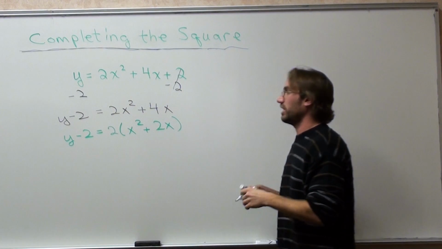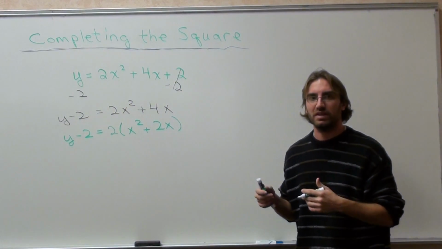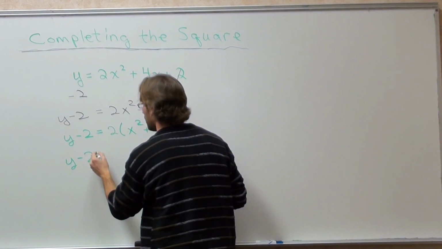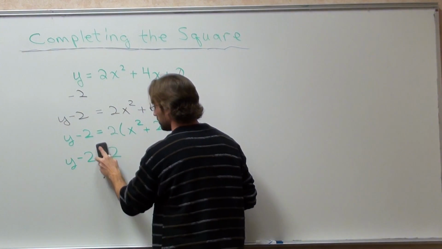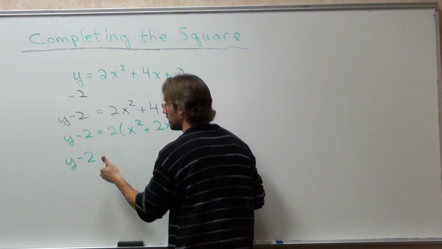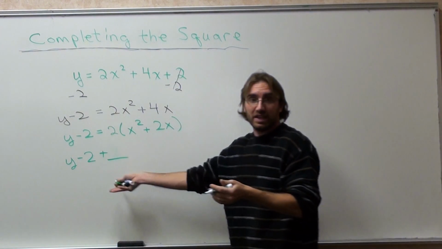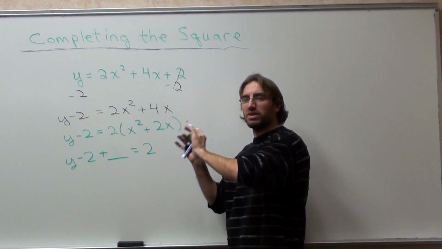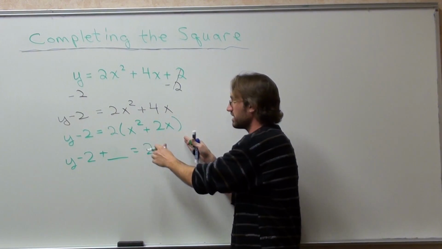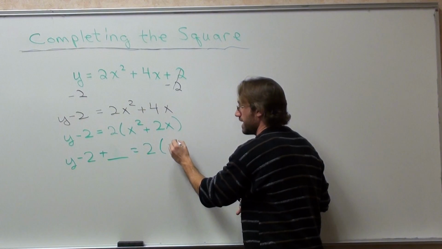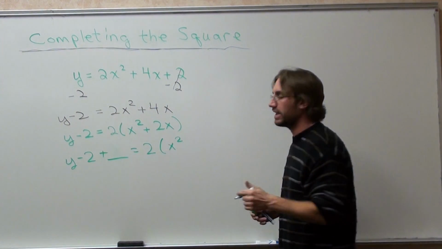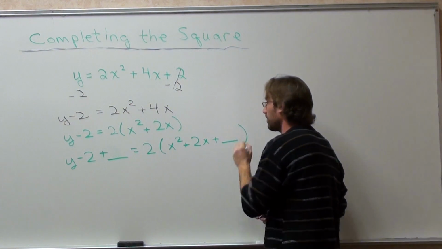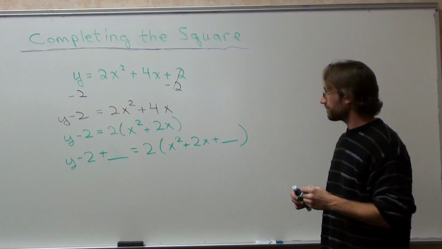Now what we're going to do is add something to kind of manipulate the equation. And here's what we're going to do. Plus something on that side equals 2. Now when I factor something out of the parentheses, when I'm going to put in my missing link on my right hand side, I'm going to leave it inside that quantity.